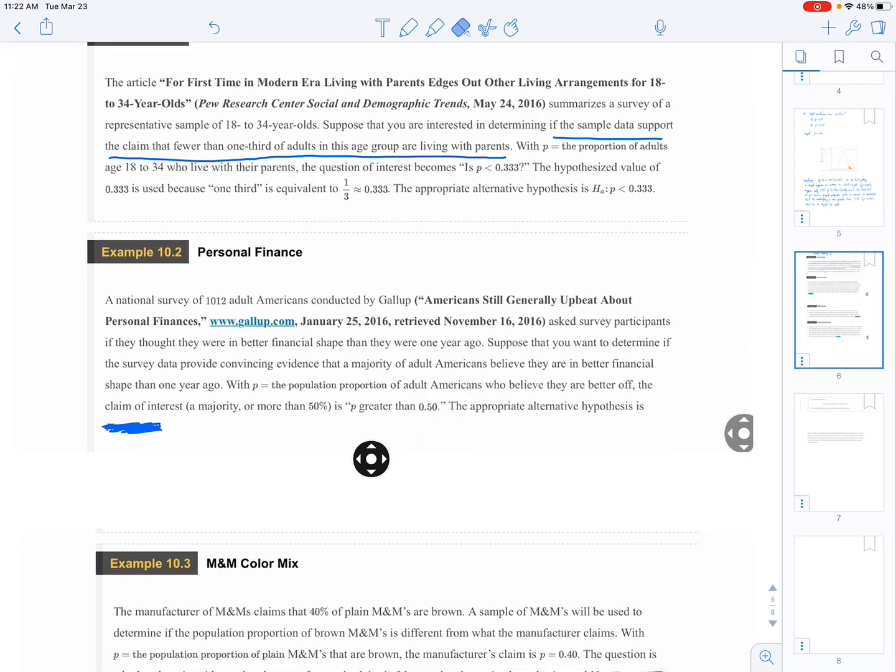So another one here: there was a survey that asked survey participants if they thought they were in better financial shape than they were a year ago. And we're going to let p be the proportion of adult Americans who believe this. Suppose that you want to determine if the survey data provides convincing evidence that the majority of adult Americans believe they are in better financial shape than one year ago. Okay, so do you see what the alternative hypothesis is going to be? You want to know if p is greater than 0.5, right? That's because this is a claim you want to know if you have data to support. Let's try another one.